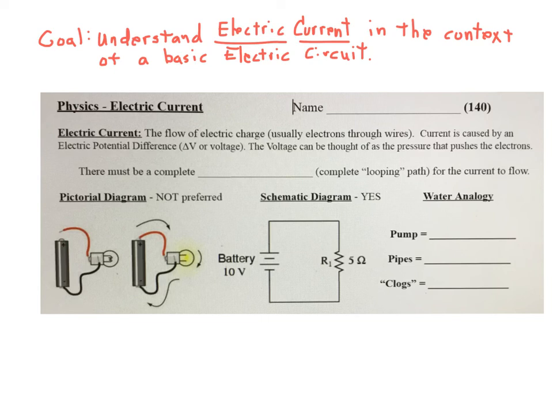But a volt is the amount of energy per coulomb of charge that it can push, so to speak. We'll talk more about that. Well, right here, the voltage can be thought of as the pressure or push that pushes the electrons. So what you found out in the lab, and as you're looking at these pictures, first of all, you have to have a complete circuit.